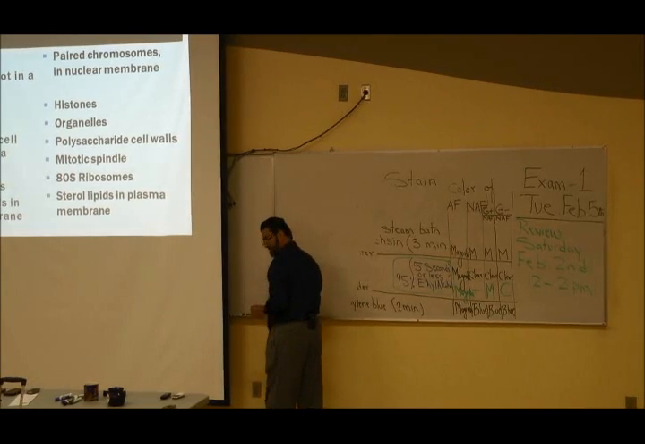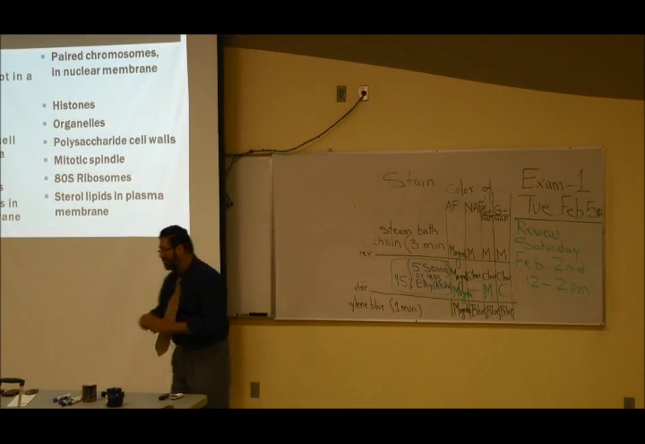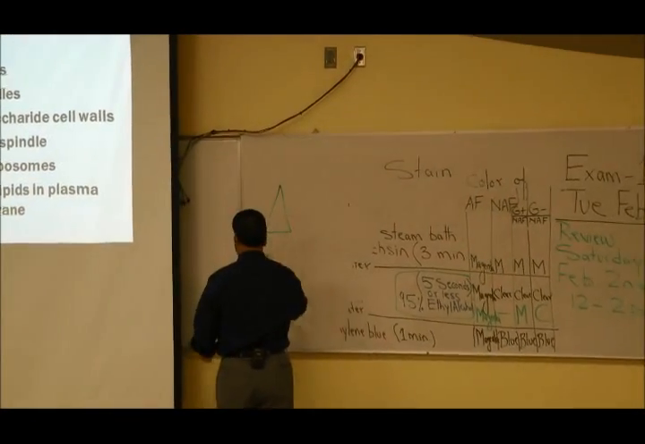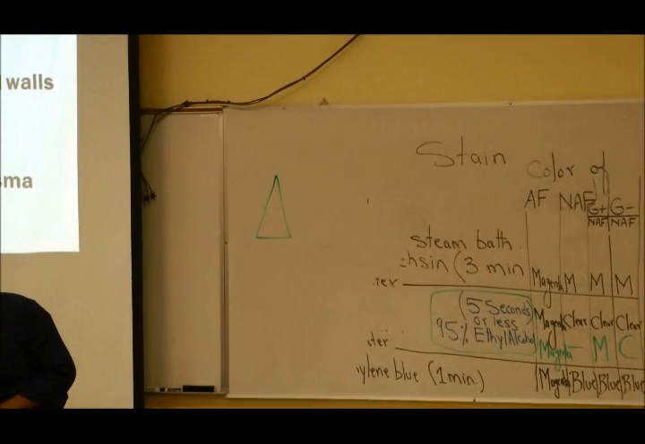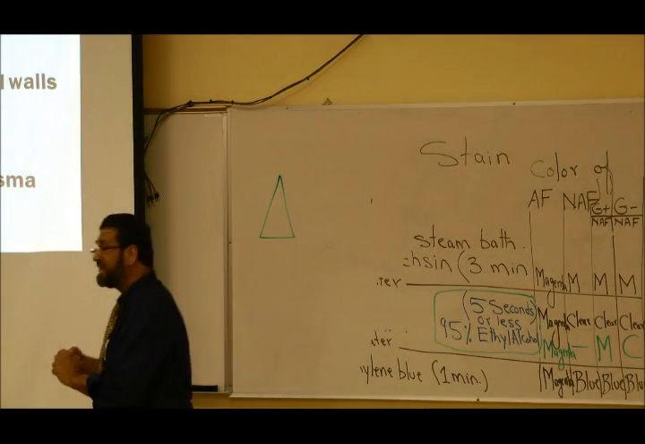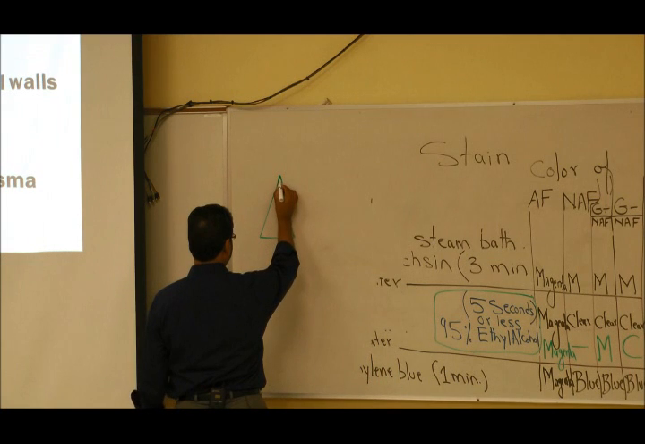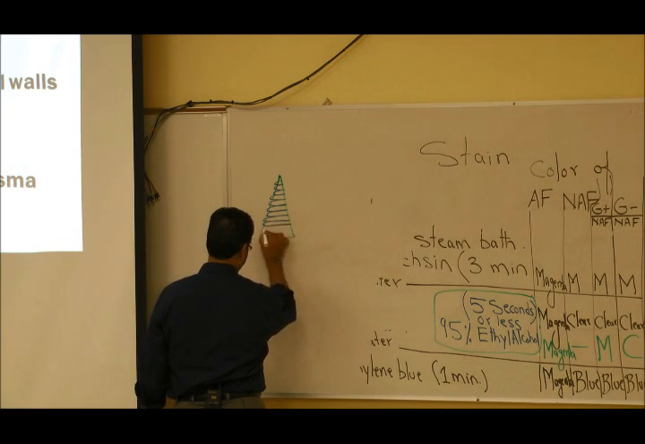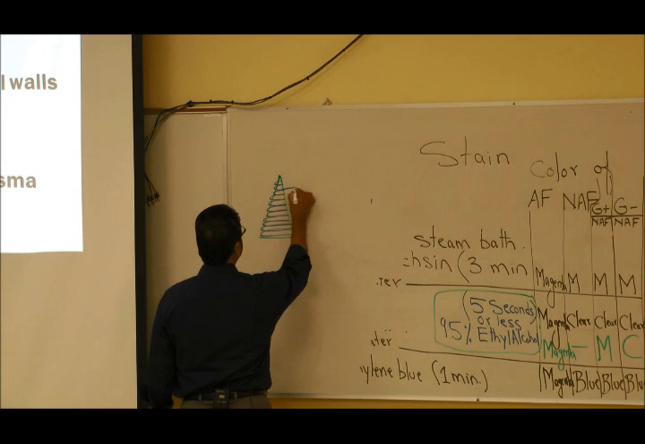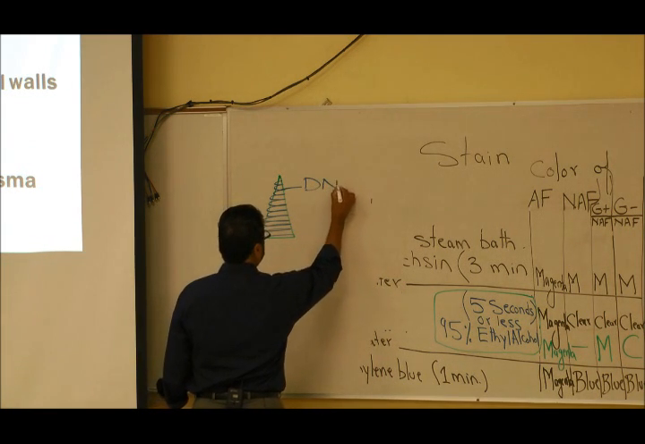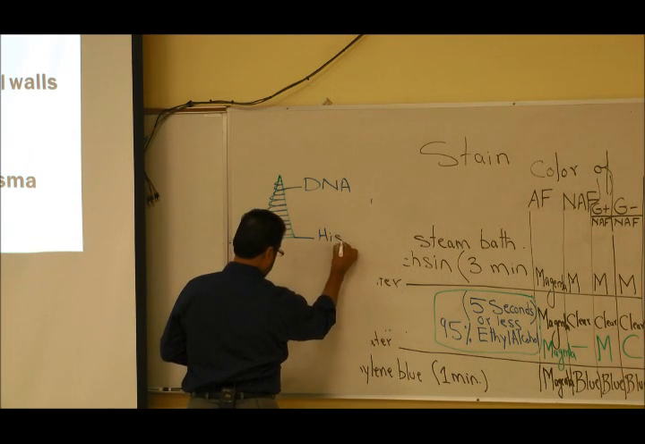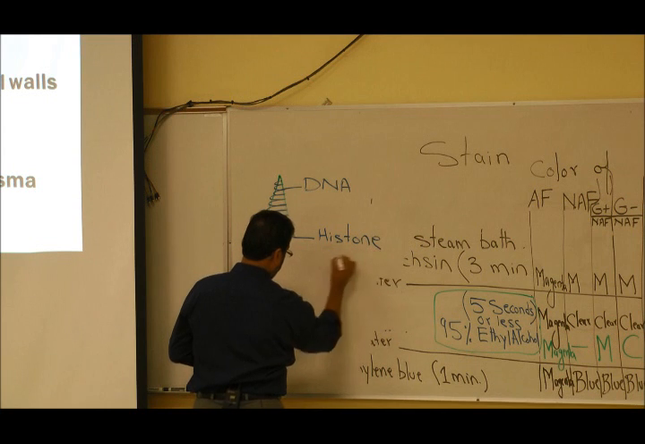Histone proteins are triangular proteins, like this, inside the nucleus, and they allow the DNA to wrap around them. DNA literally wraps around these histone proteins. In eukaryotic cells, this is DNA, and this is histone protein.